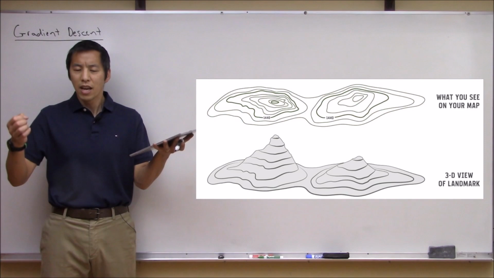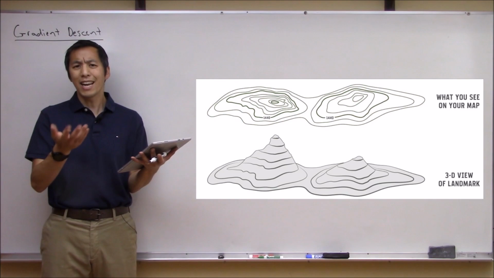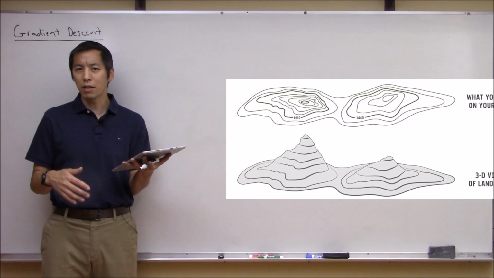What is the steepest downhill path that I can take? And I'm going to head off in that direction. As you can see, this might work for a little bit, but eventually the contours may change and you may need to reassess and think about which way is now the steepest way down the mountain. So that's the general idea. Let's talk about this mathematically.